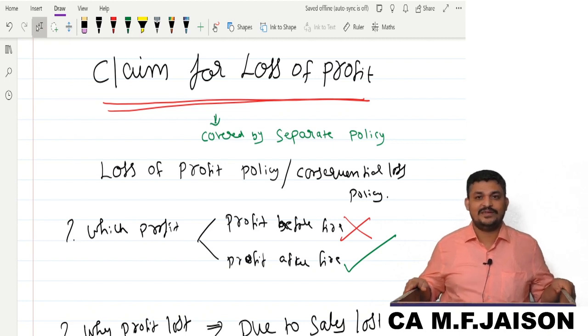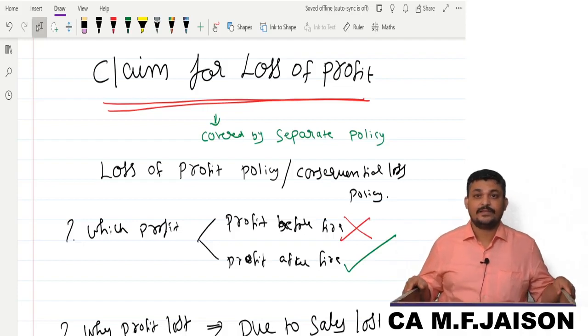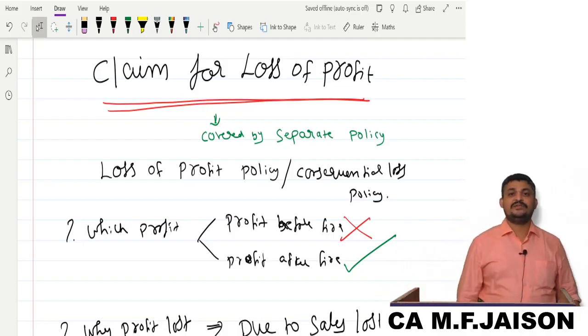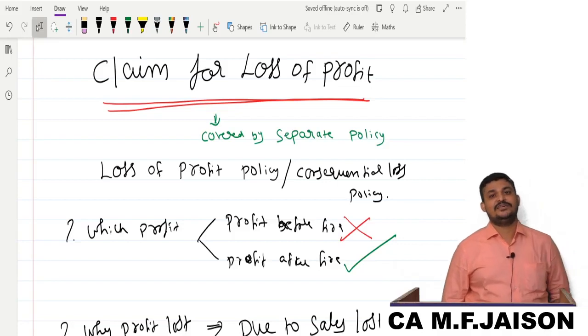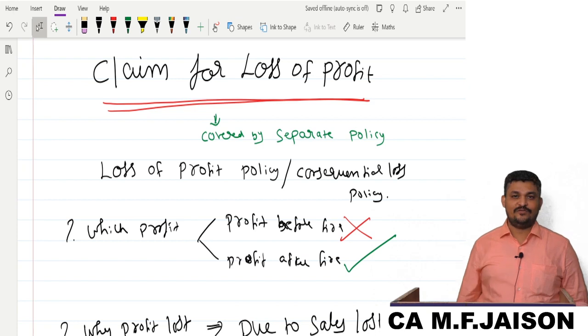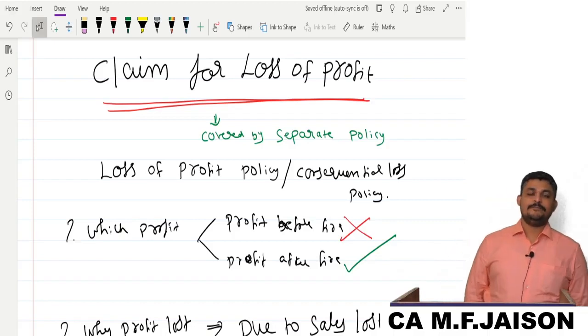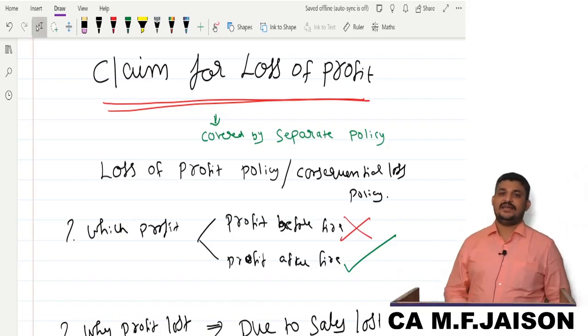So how to compute this? Sales lost into GPR. How to compute the claim? It is sales lost into GPR. What is GPR? That is what we have learned so far. GPR is equal to GP by sales into 100. What is GP? Net profit plus insured standing charges.